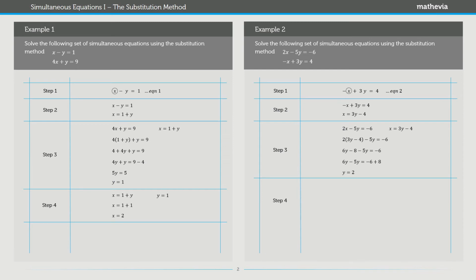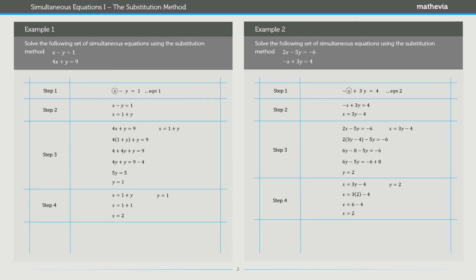Now we need to find our x value, and to find our x value we simply put y equals 2 into equation 2. So we have x equals 3y minus 4, or minus x plus 3y equals 4. Pretty much just rearrange that, and you have x equals 3 multiplying 2 minus 4, and x equals 6 minus 4, and you have that x equals 2.